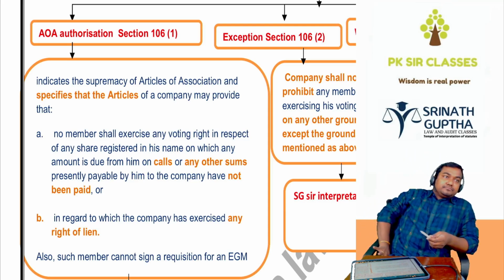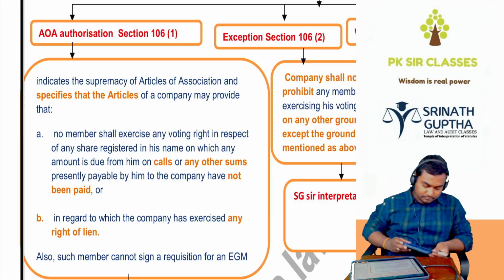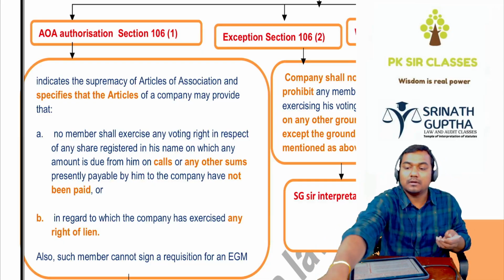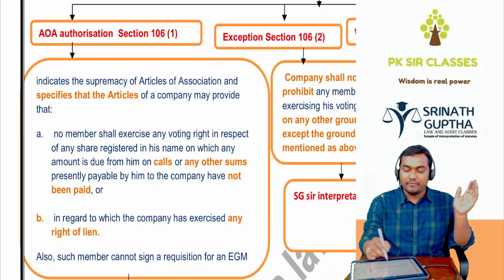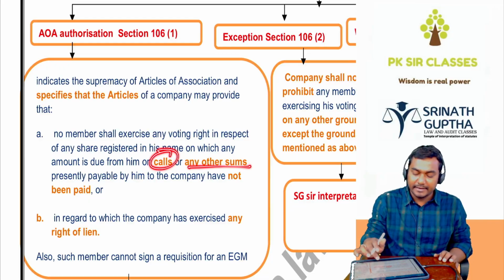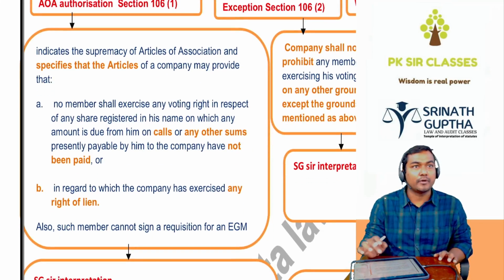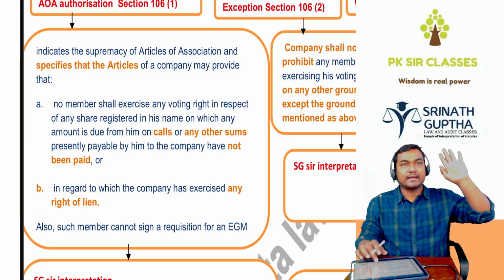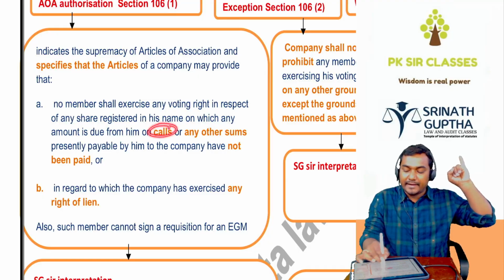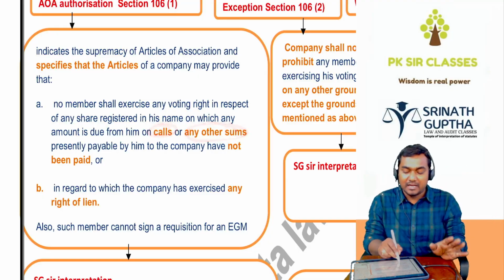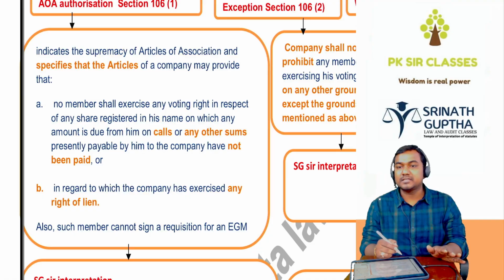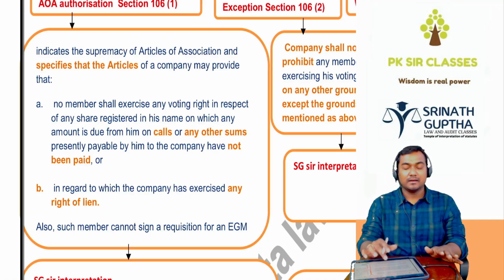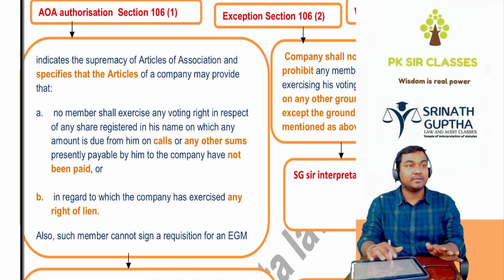Which sums? The company can restrict the voting rights of the member for non-payment of the calls, non-payment of any other sums, and when the company exercises the right of lien. So in these 3 cases, the company has the right to restrict the voting rights of the member. First, non-payment of the calls; second, non-payment of any other sums; and when the company exercises the right of lien on the shares of the shareholder.